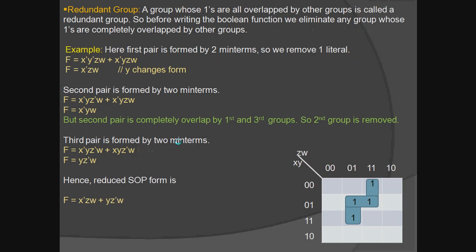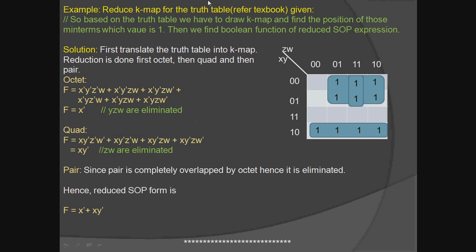Now, based on that, we have one example here. Reduce the Kmap for the truth table. Okay, you can refer to the textbook for the truth table. In the textbook it will be written draw the Kmap. So you can either draw the Kmap or you can reduce the Kmap, right? If it says draw the Kmap, then it will be in the reduced format also, so you can refer to the truth table from the textbook.